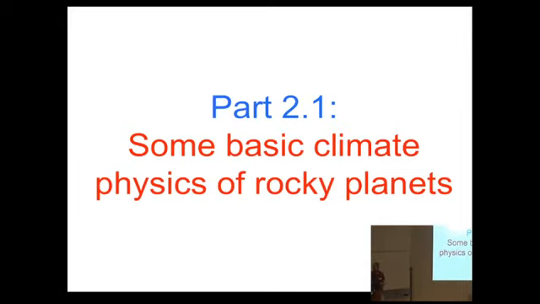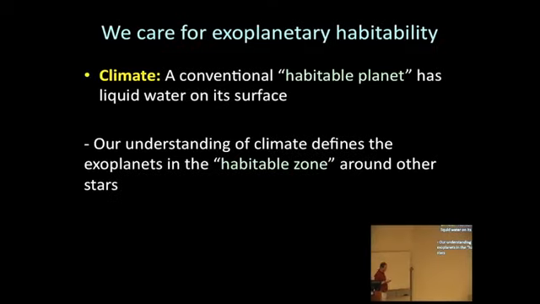So first of all then, some basic climate physics. Why do we care? We care for Earth-like exoplanets basically because of the issue of habitability, which conventionally defined means liquid water.